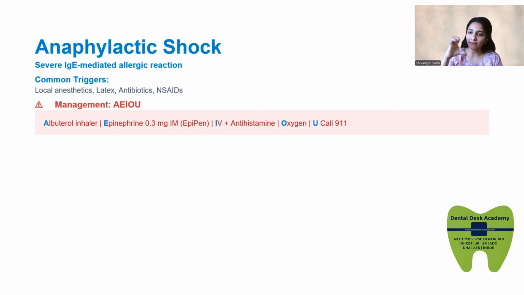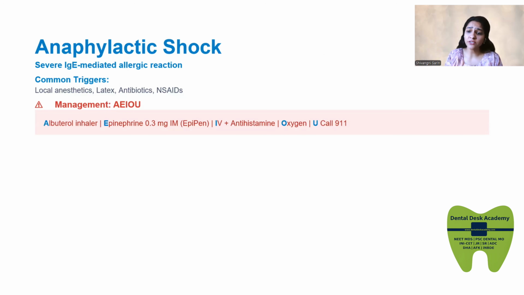So if you have an EpiPen, this is generally 0.3 mg IM, that is in 1:1000 ratio. You need to administer this as soon as possible. You can also administer it IV, but IV may cause arrhythmia, so it is better to go for an IM route in this one.